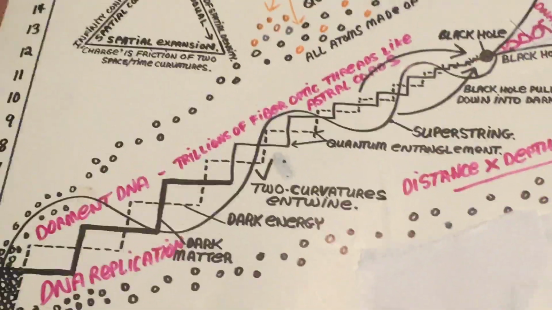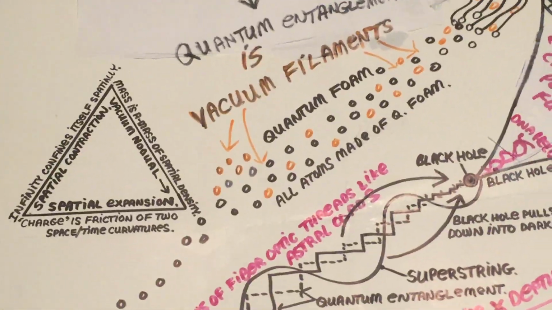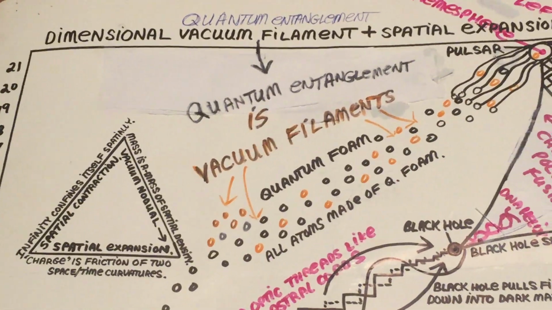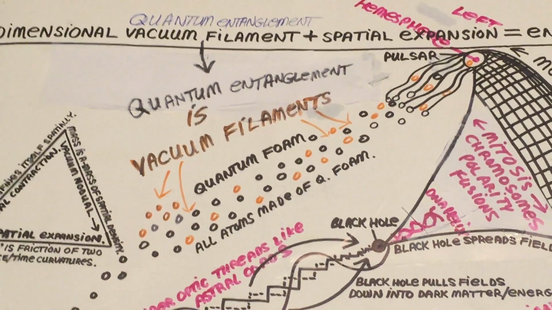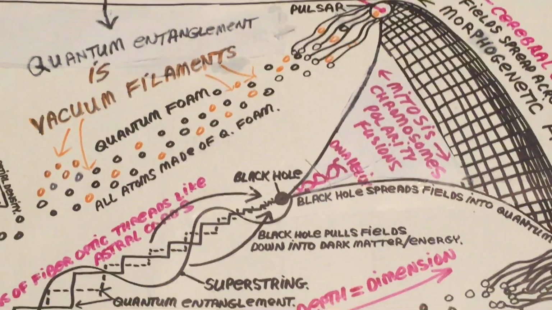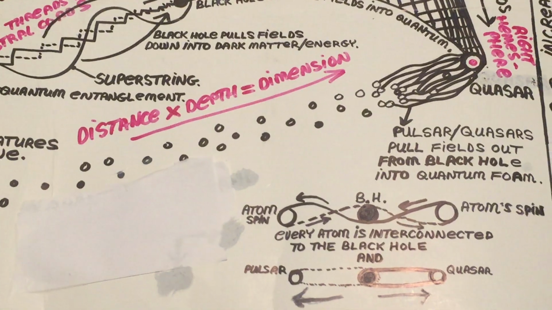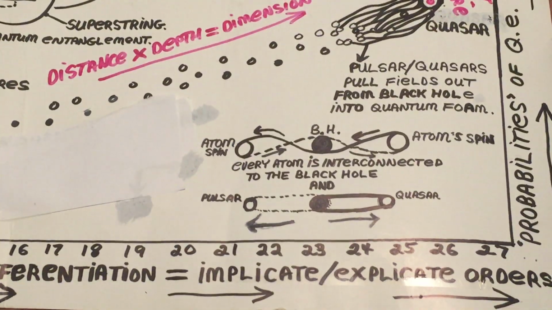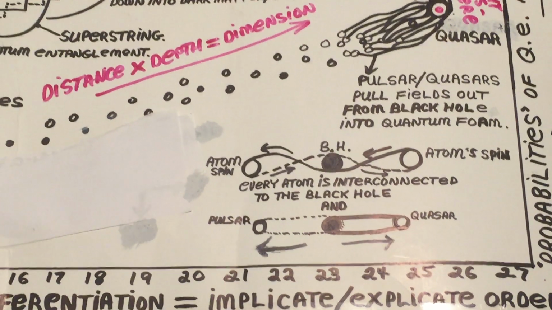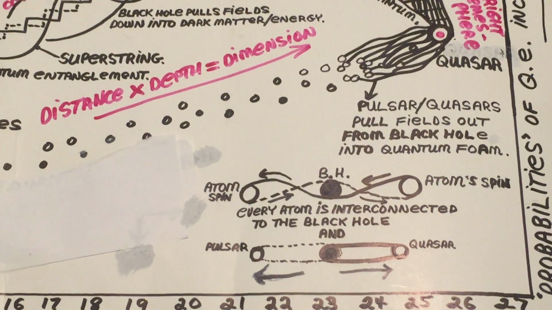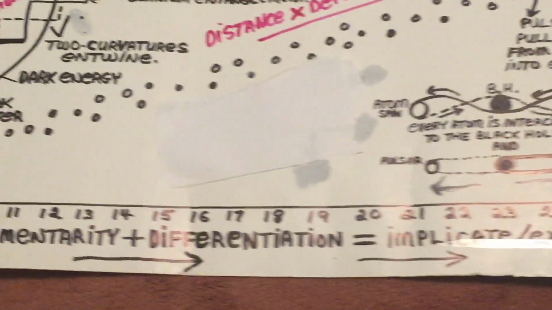Okay, so this is kind of channeled information. It's difficult to wrap one's head around from some alien gray species that try to explain the human race as a product of this spatial intelligence. And so, again, every atom is interconnected to a black hole, and those also to white holes, the pulsars and quasars.